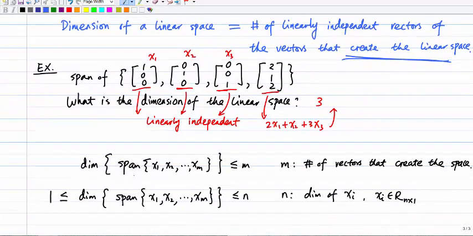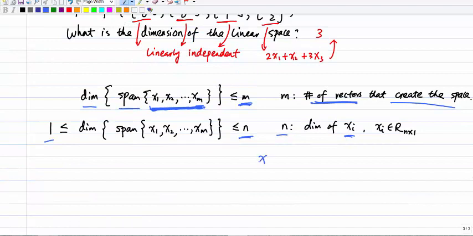Generally speaking, the dimension of the span of x1, x2 to xm should be less than or equal to m, because at most these are linearly independent. You cannot have more than m, because any other vectors derived from these vectors are linearly dependent on them. So the dimension should be at most the number of vectors, m, which is the number of vectors that create the space. Also, the dimension of the span of x1 to xm should be greater than or equal to 1, and less than or equal to n, where n is the dimension of each xi.